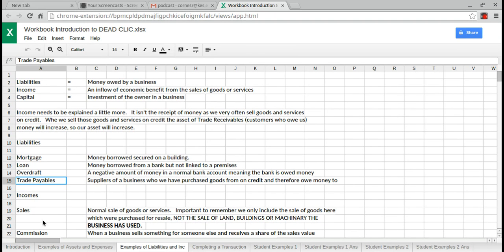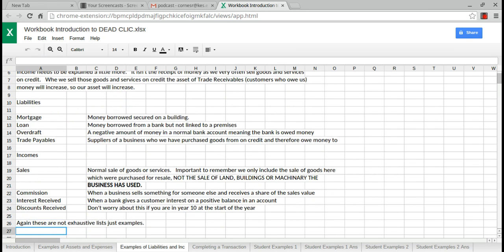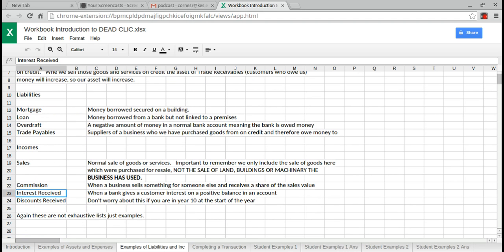And then finally, you've got some examples of incomes that a business might receive. The main one is sales, and that might be either sales of goods or services. Services are when we do things for people rather than giving them goods. So, for example, a hairdresser sells a service. A builder will sell a service, but he may also sell the bricks that he then uses to make the house.